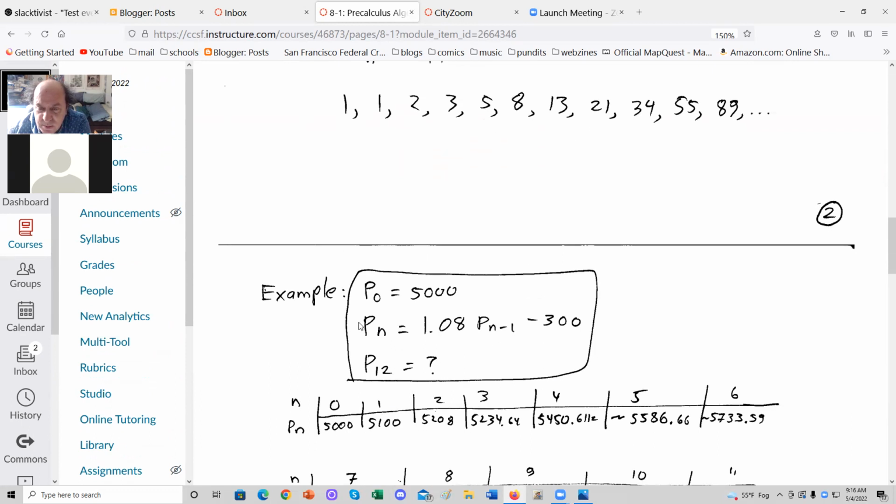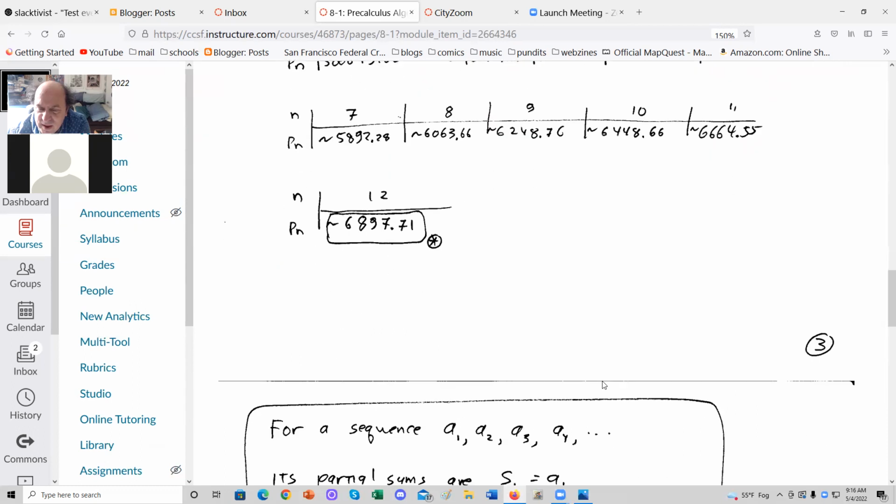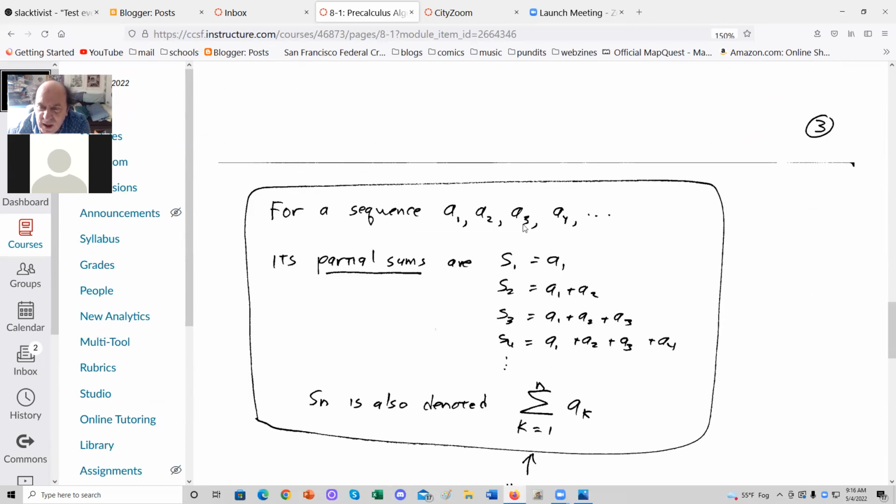Or here's another one. P naught equals 5,000. Pn equals 1.08 times P(n minus 1) minus 300. The idea is that at each step, think of it as an amount of money which grows by 8% compound interest, but you withdraw $300 every month, well, every year, what have you. So this is 5,000 becomes 5,100, becomes 5,208, which becomes 5,234.64, and so on and so on. By 11, it's 6,664.55 approximately.